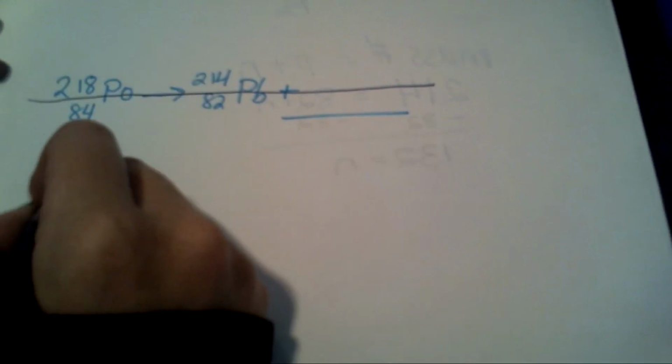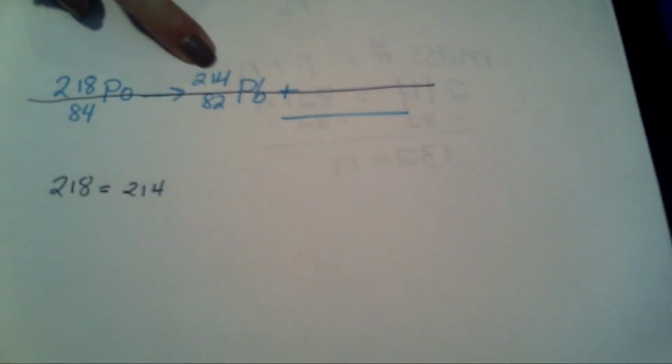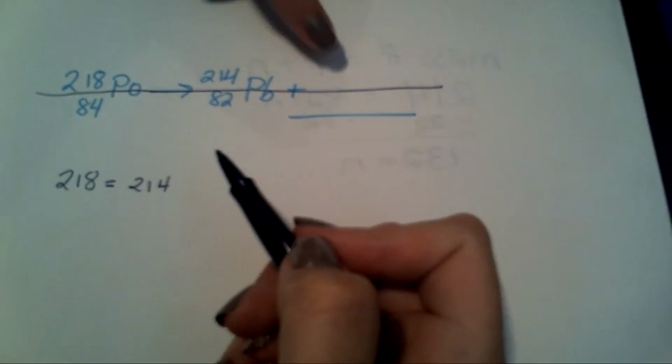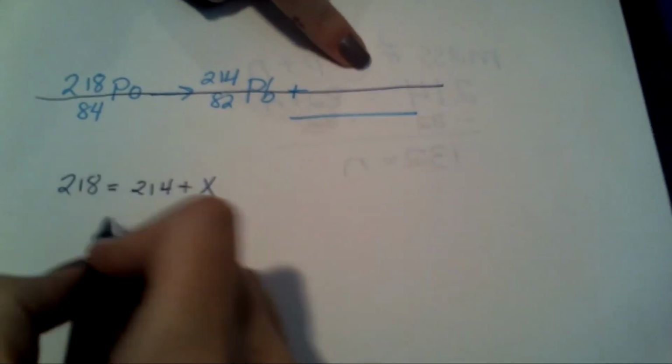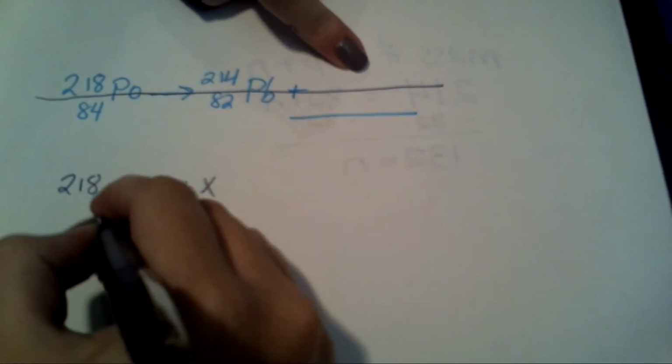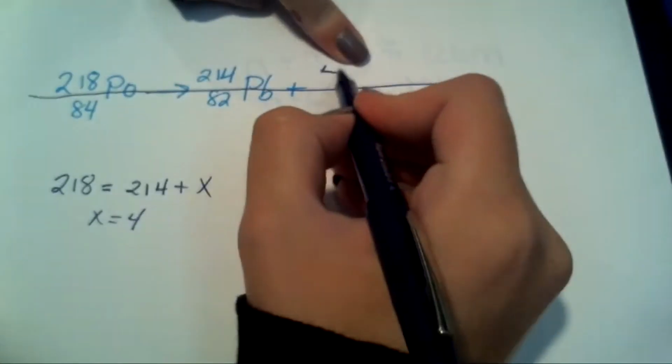You take this equation and you're going to split it into a top and a bottom like this. And then you're going to do simple algebra. You get 218 equals 214 plus an unknown. We're going to call it x. When you do this math, you are getting x equals 4. So I'm going to put a 4 on top.